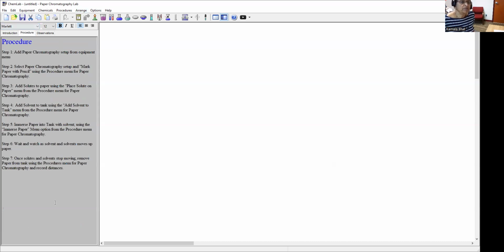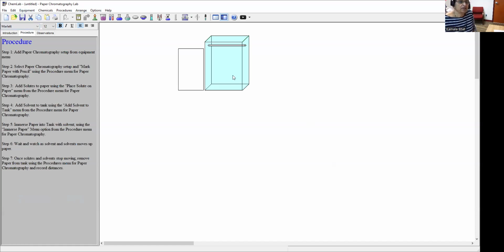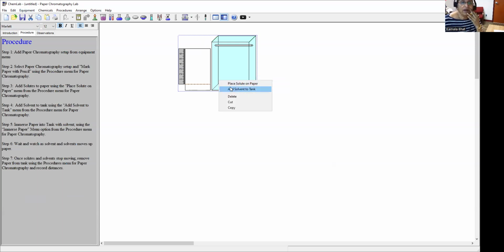So here we go to the procedure. Add a paper chromatography setup from the equipment menu. So go to the paper chromatography, and there you have it. Then mark the paper with a pencil, and you can see it is marked at the bottom. Then place the solute on the paper, and there you have the solutes placed, as you can see. So you are basically clicking. In the simulation module it is very simple, but in real life, you have to sit down and first do one color, then go one by one with the different colors and repeat it so that there is a concentrated amount of solute over there.